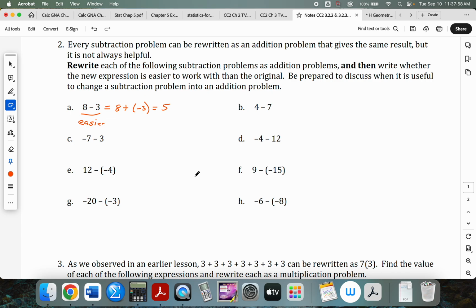So, for this one, you could write that as 4 plus what? Yeah, 4 plus -7 is the same thing as 4 minus 7. Well, for this one, we want -7 plus... sorry, plus -3. Yes, my fault.